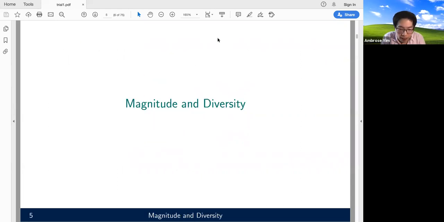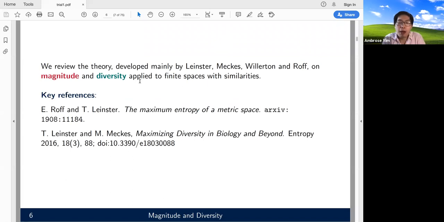So when was it? It was 2 months BC. That's 2 months before Corona. And I think it was in January, I went to this talk by a mathematician called Emily Roff, and she talked about this concept called magnitude and a related concept called diversity. And this is really about measuring the size.